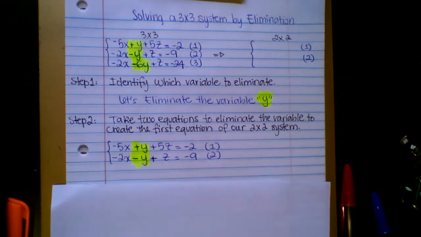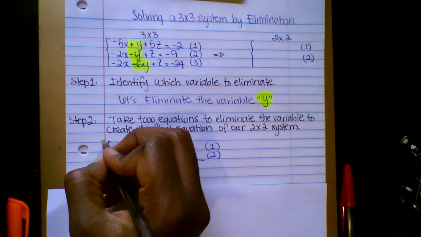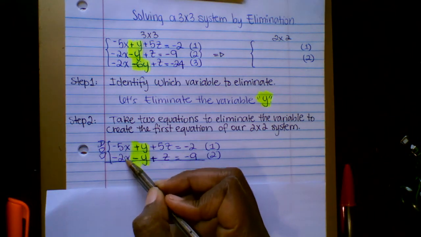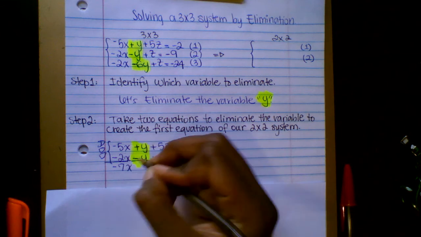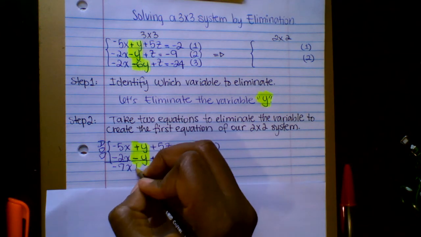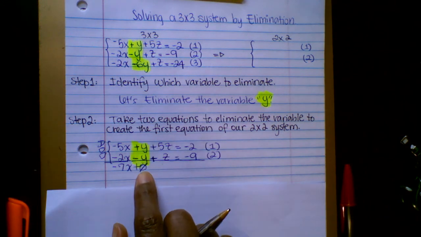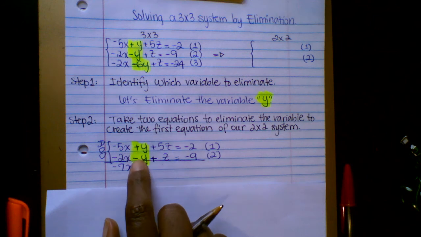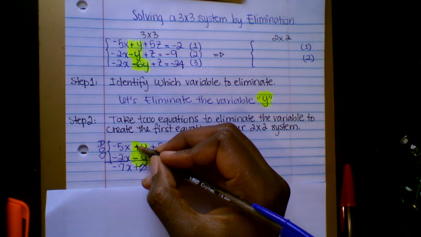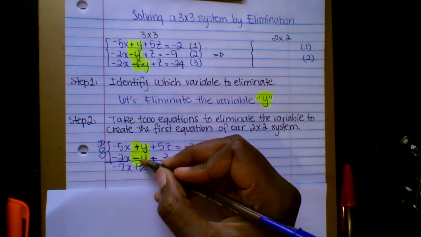Now you're going to add vertically. Make sure you add vertically. So -5x plus -2x is -7x, and positive y plus negative y is 0. That's why you want them opposite, so they cancel out. They cannot be the same sign. If they are the same sign, they're not opposite. So make sure they have opposite signs: one is positive, one is negative, and the number in front of the variable is the same.